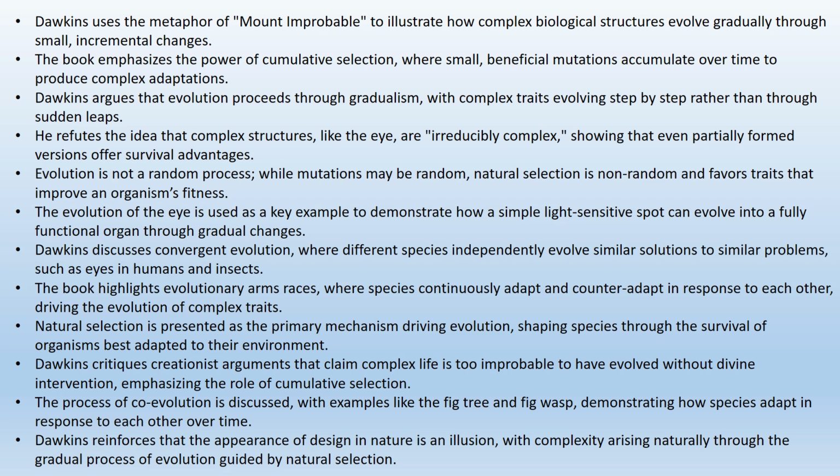Dawkins critiques alternative explanations, such as creationism and intelligent design, arguing that they fail to provide a scientific account of how complexity arises. Instead of invoking supernatural explanations, Dawkins urges readers to appreciate the power of natural selection to create intricate and highly adapted organisms through the accumulation of small beneficial changes over time.